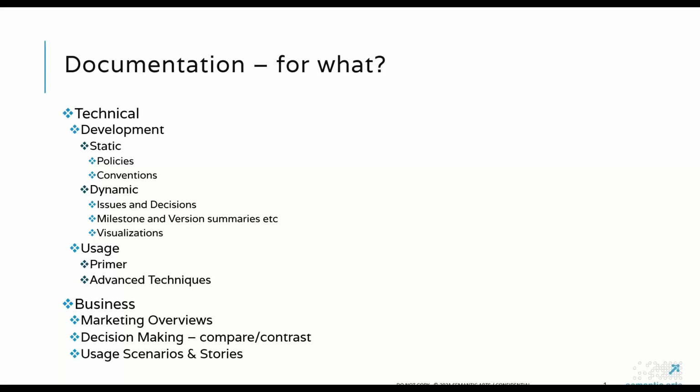But then we've got dynamic documents, and these are things that relate to issues and decisions. There might be diagrams in them and things like that. We also have other things which are a little bit more lumpy than the issues and decisions, and these are things like milestones, version summaries, and so on. And again, we'll have visualizations for those. Sometimes the visualizations can be generated dynamically from the material that we've created. Other times we take snapshots and have those accessible. But I'm sure that all of us can recognize those types of documentation.